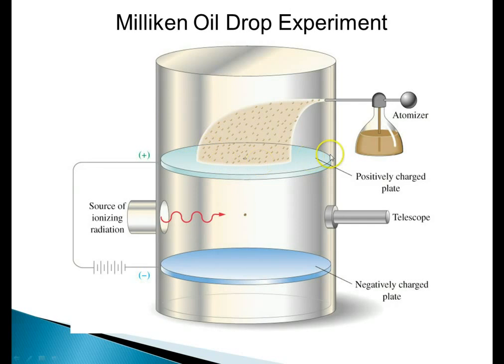Here's how this works. You have an atomizer, which simply sprays a fine mist of oil onto a plate with a very tiny hole in it. A few of those oil drops will drop down between the plates, and these plates are charged positive and negative. Then an ionizing source, giving off electrons, will actually put electrons onto this oil drop. Telescope here to observe the oil drops, but now that you have electrons on an oil drop, by varying the current of the two plates, you could actually make the oil drop float, move up, move down.